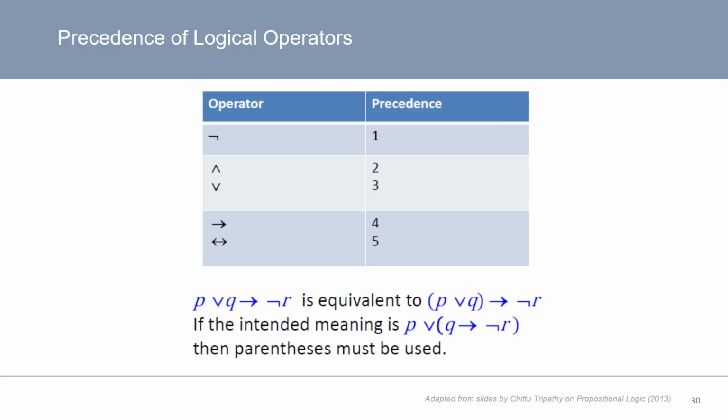As an illustration of logical operator precedence, consider that the propositional sentence P or Q implies not R is equivalent to the sentence (P or Q) in parentheses implies not R. However, if the intended meaning of the sentence was P or (Q implies not R), then parentheses must be used to clearly indicate the intended interpretation.